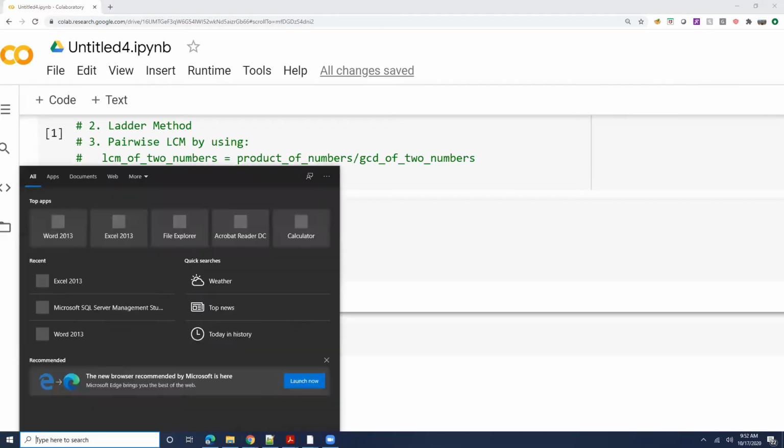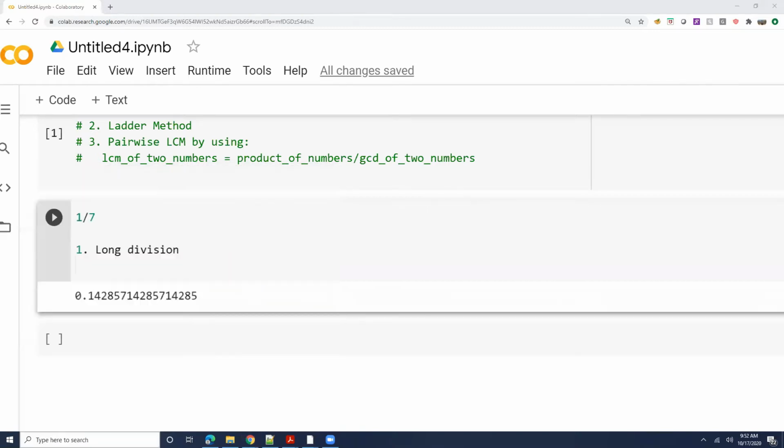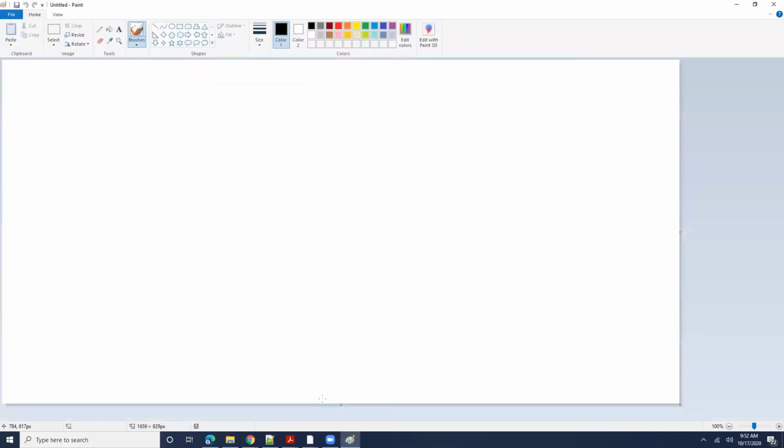Maybe if I go to Paint, it's easier for me to do long division. So let's take 7 and 1. So what do you do first? Is 1 less than 7? Make the result a string.